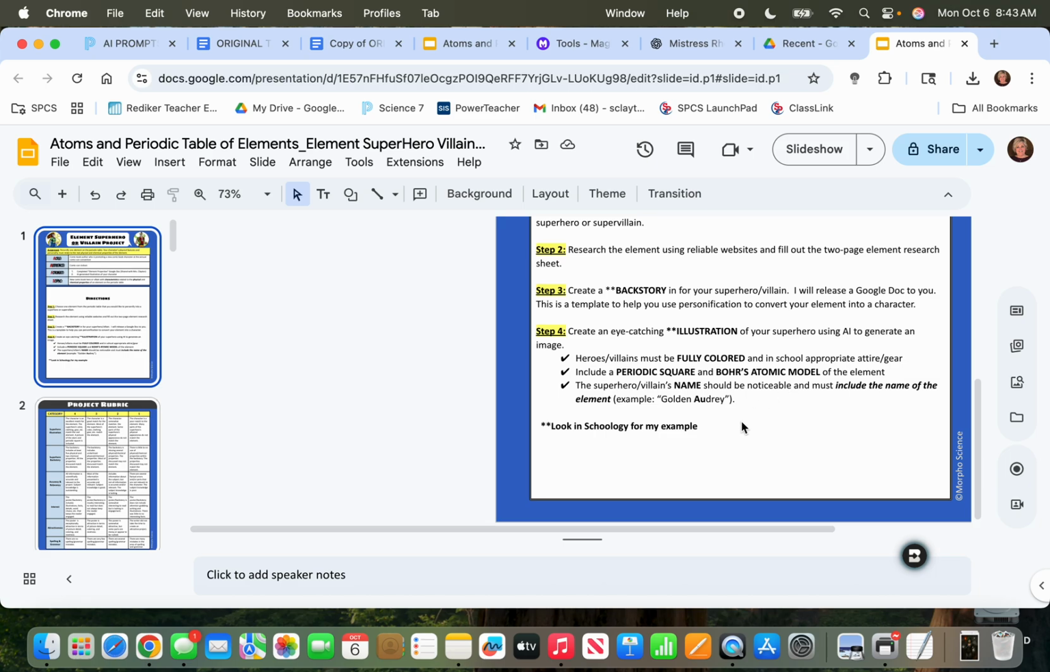So let's please make it school appropriate. Your superhero's name should be noticeable and should include the name of the element. And I've got an example. Oh, right here, I forgot. Include a periodic square and Bohr's atomic model of your element.